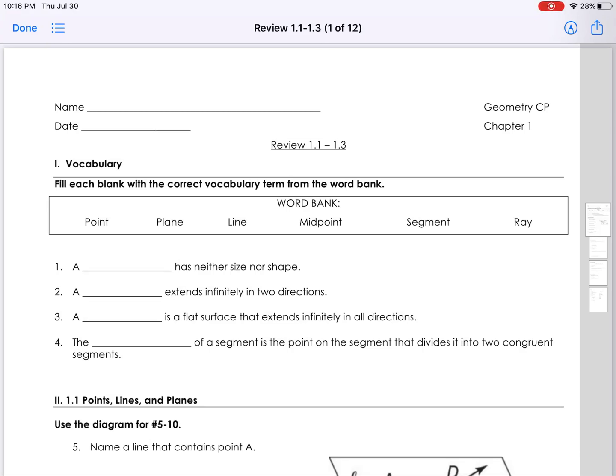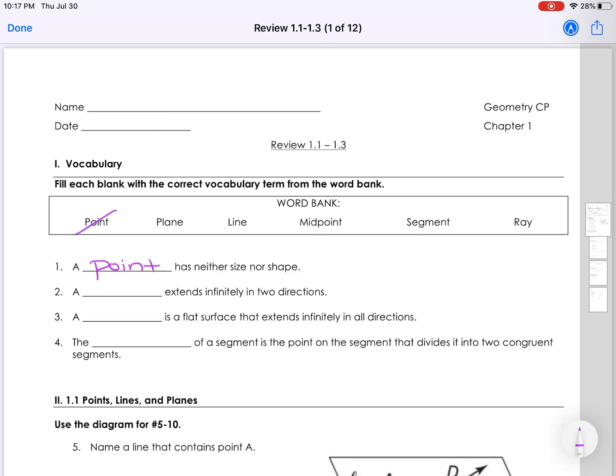All right, so for review 1.1, the first thing we're going to start off with is vocabulary. So number 1, it says a blank has neither size nor shape. That would be a point. A point has neither size nor shape.